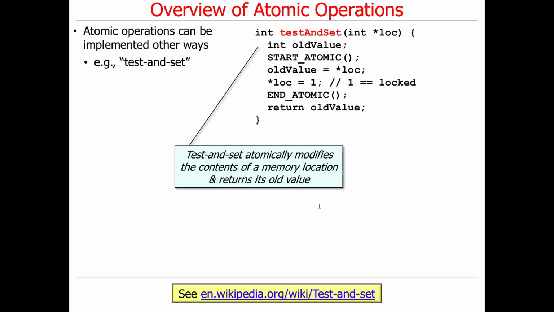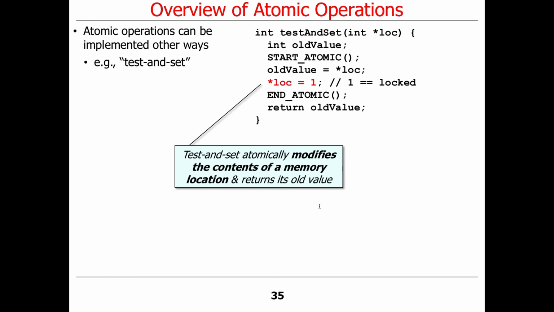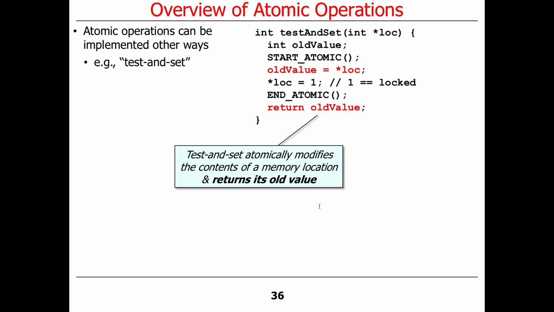There's another operation called test and set, and this is a more traditional way of doing things. Test and set will atomically modify the contents of a memory location to a particular value, not a given value, and it returns the old value. Once again, this is atomic, and we're going to set the location to 1. It's like lock. It returns the old value, so it either returns 0 if it was unlocked, or 1. In any case, we've set the value to 1.